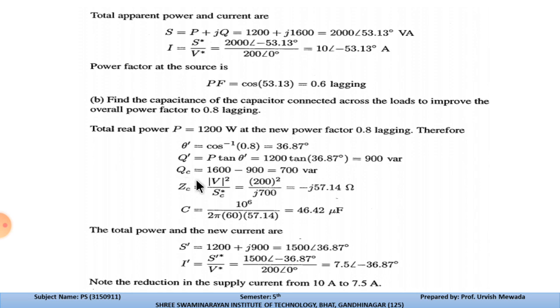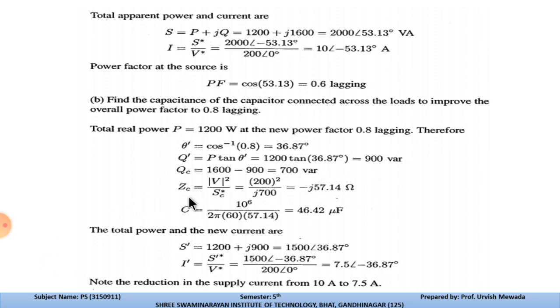So for the capacitor bank or capacitor branch, the QC, means the power for the capacitor required is 600, that is supplied by the previous circuit without capacitor. Now this is the 900 additional VAR which is required, and the total VAR becomes 700 VAR. So for this VAR, you can transfer the 1200 watt of power having 0.8 lagging power factor. Now the value of capacitor required to transfer such VAR.